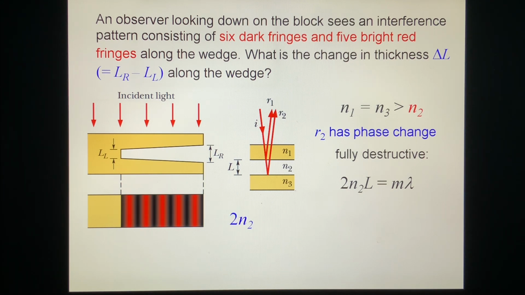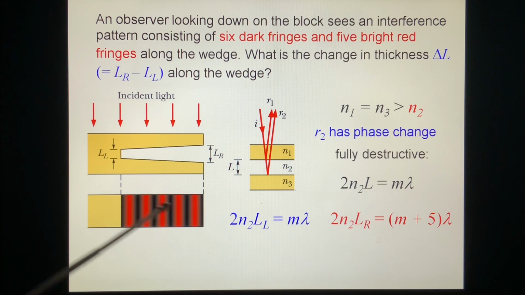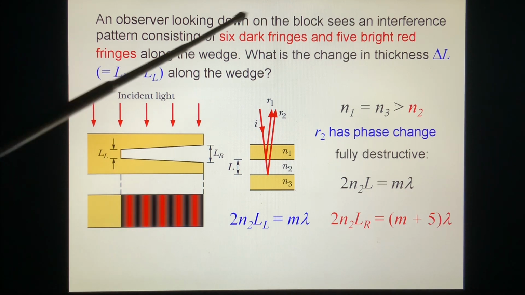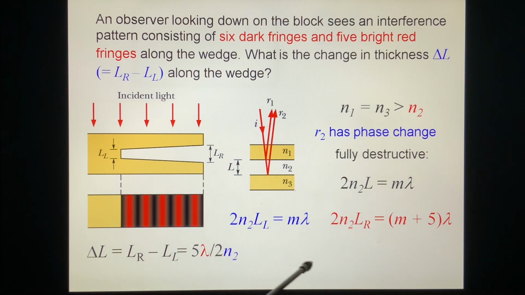Now on the right we have a minimum, and on the left we have another. What is the difference? Counting 1, 2, 3, 4, 5. So if this is m, this must be m plus 5, because it tells you 6 dark fringes. With these two formulas, I can find delta L. It's a very simple equation: find lambda over 2 N2. We put the numbers in and get the answer.